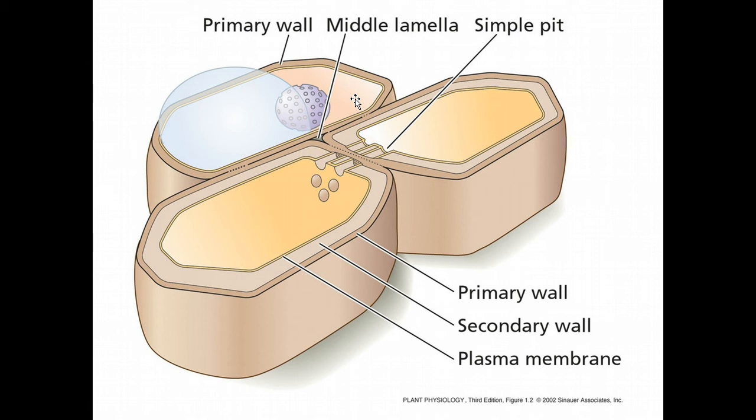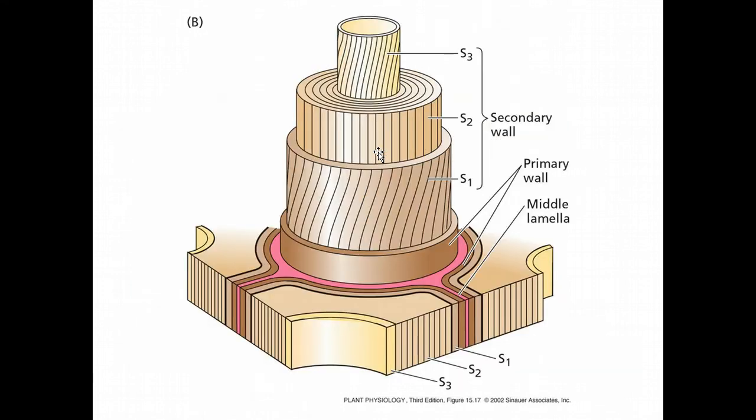There are different kinds. This one's called a simple pit. It's just an opening. They can be very elaborate; you're going to see some later on. So we have this primary cell wall, and when the cell gets to the size that it should be, it starts producing secondary cell wall material. Okay, and that's always inside the primary cell wall.